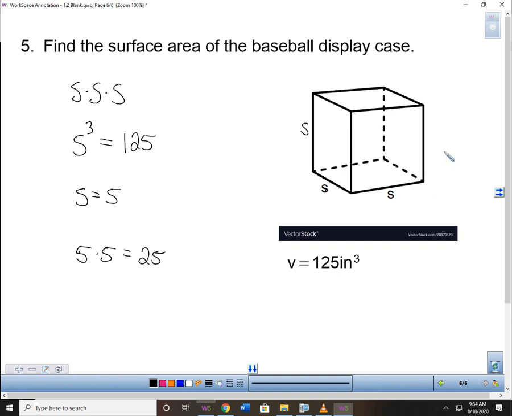Multiply by what? How many sides are there? 6 sides, right? You have 1, 2, 3, 4, 5, 6. So the 4 sides and then the top and the bottom. So multiply by 6. And what do you get? 150 inches squared.